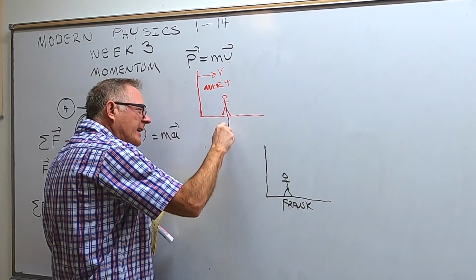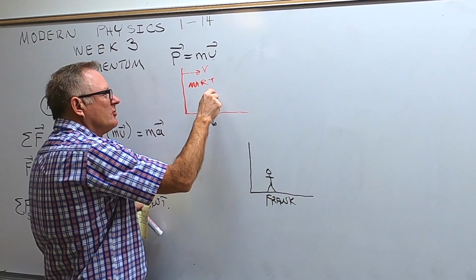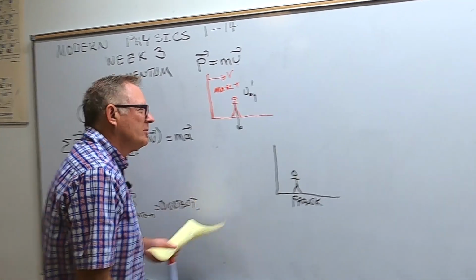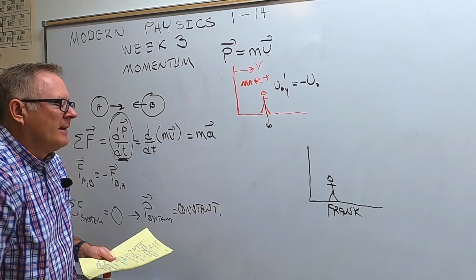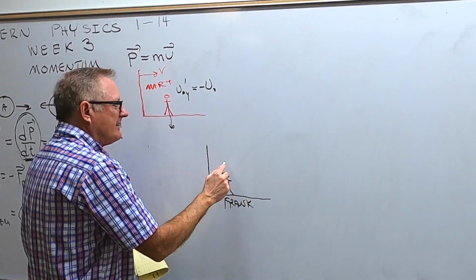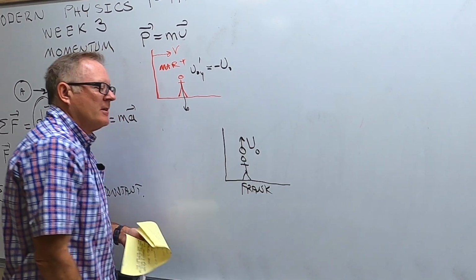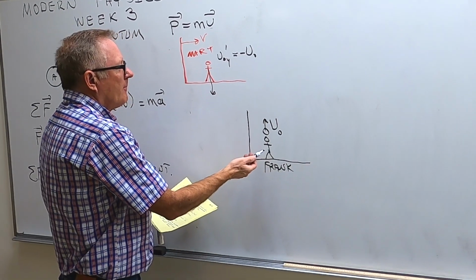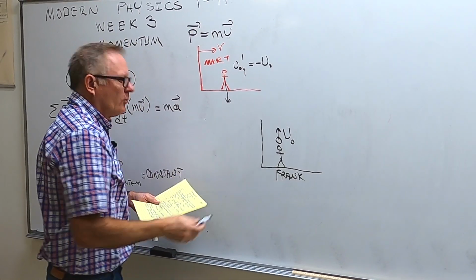She's just going to throw it straight down at a speed u naught. Well, minus u naught because it's going down. So her u naught y prime, the speed that she throws it down, is minus u naught. Now, Frank is just going to throw an identical ball straight upward with a speed u naught. And they're going to collide. This one's going to come down, it's going to collide with the one going up.